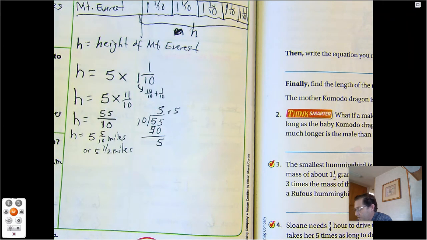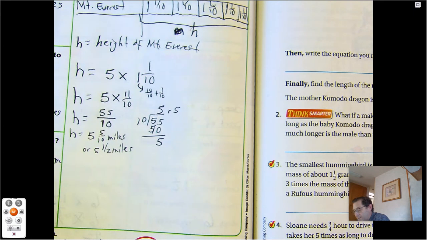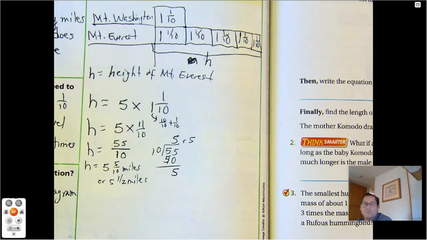How did drawing a diagram help you solve the problem? I could see that Mount Everest had 5 parts of 1 1/10 in it.